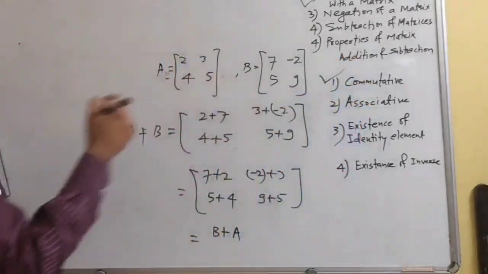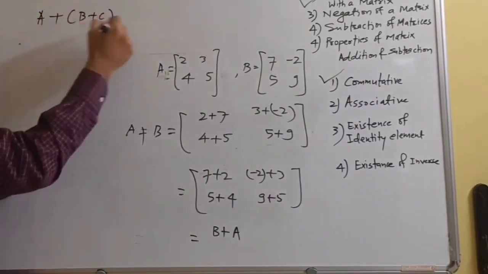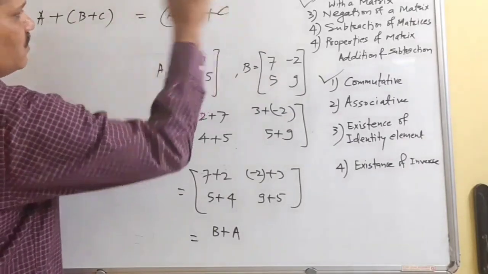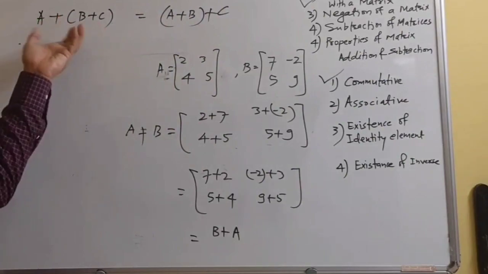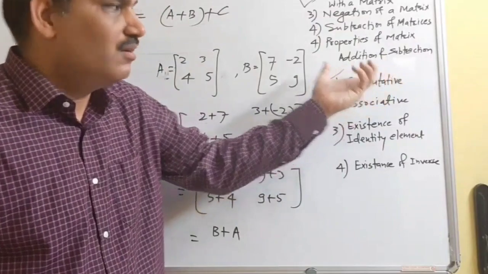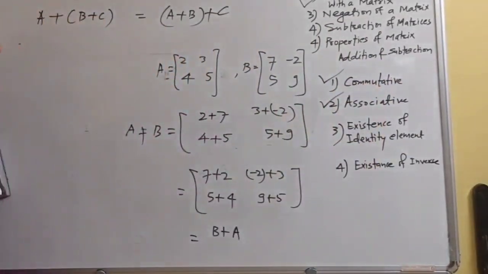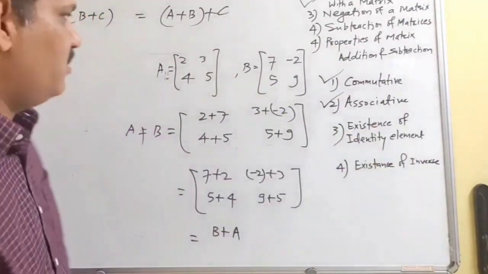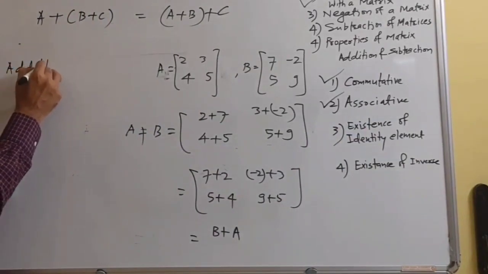Associativity. Associativity in matrix addition. A is added to B plus C, and A plus B is added to C. Since ultimately we are going to get the sum of all these three numbers, if I have another matrix C, so it is associative. Now, existence of additive identity.